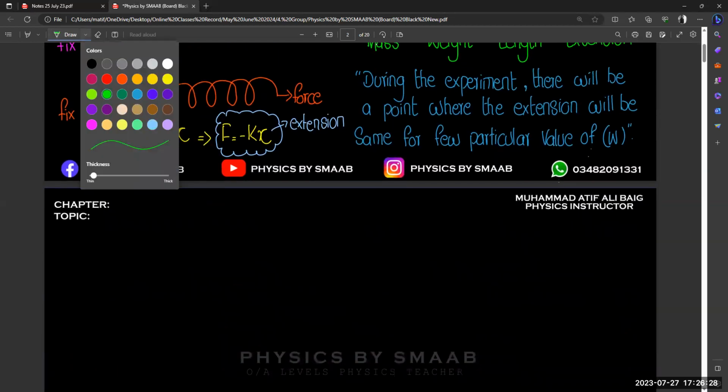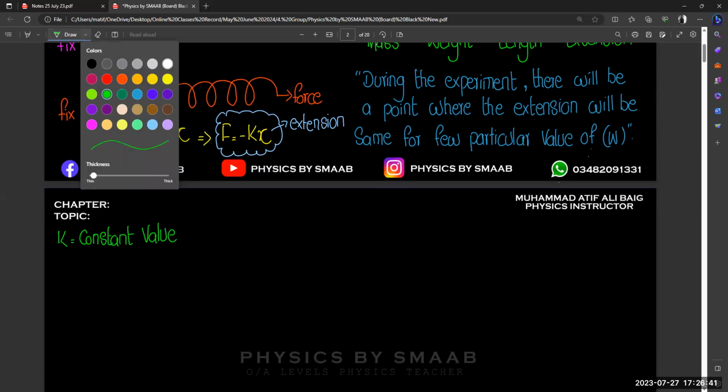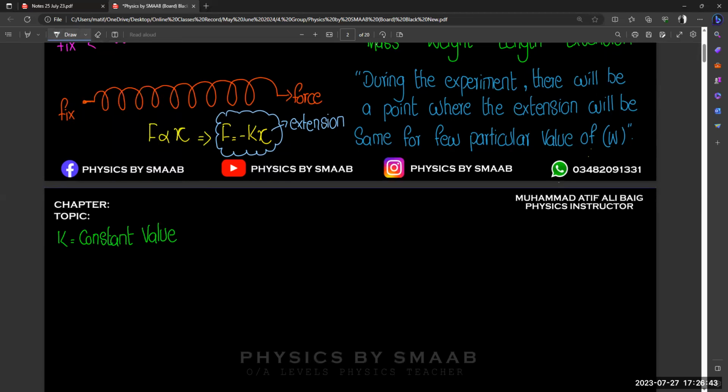So first of all, let's talk about K. K is your constant value, and what this constant value tells you about is the stiffness of the spring. This K value actually explains the stiffness of the spring.